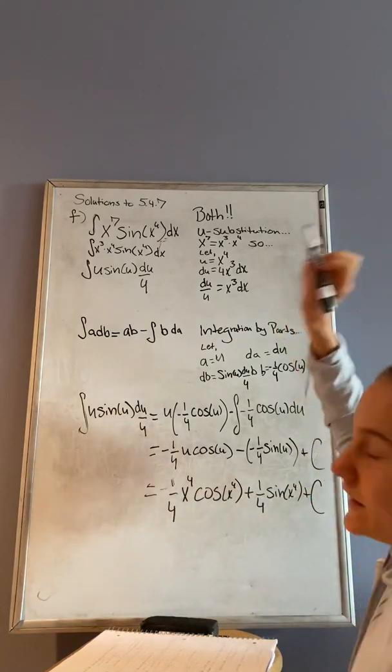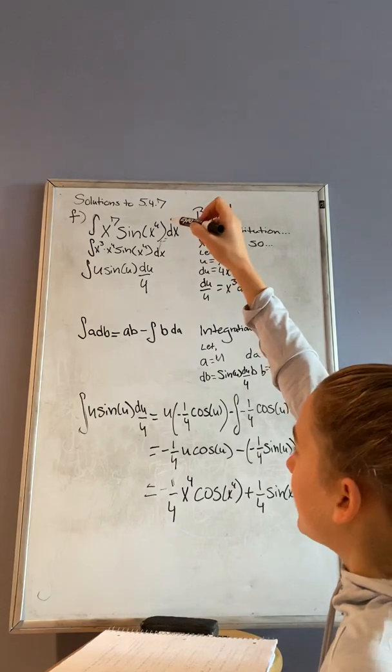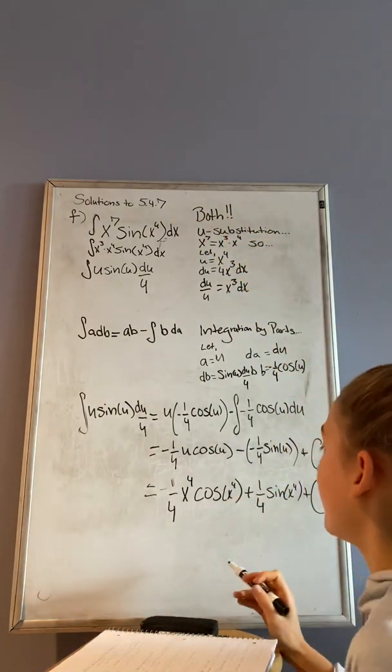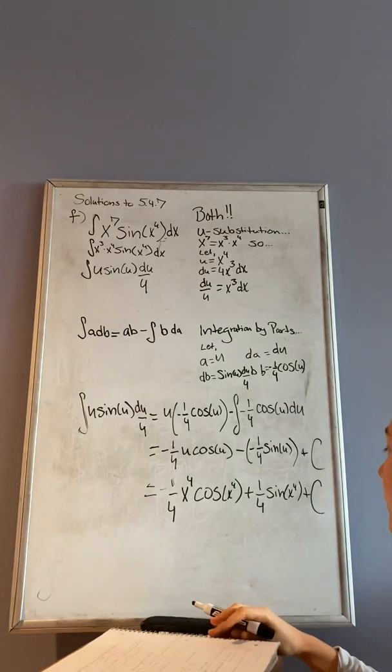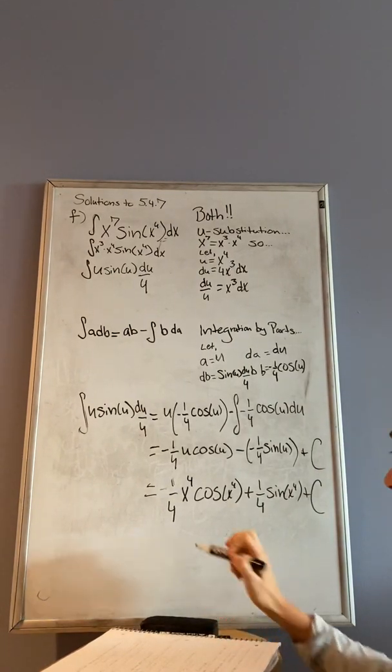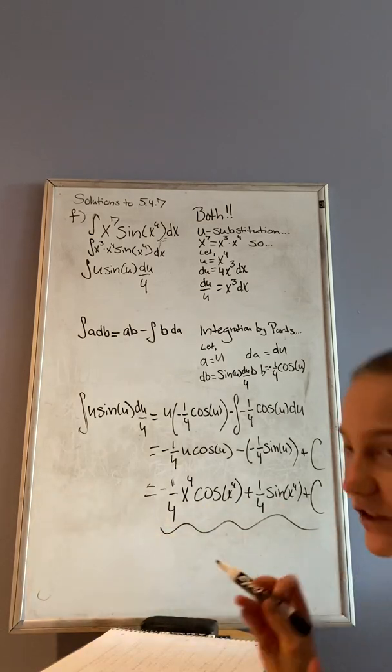So the antiderivative of x to the 7th sine x to the 4th is negative 1/4 x to the 4th cosine x to the 4th plus 1/4 sine x to the 4th plus c. Here is our final answer.